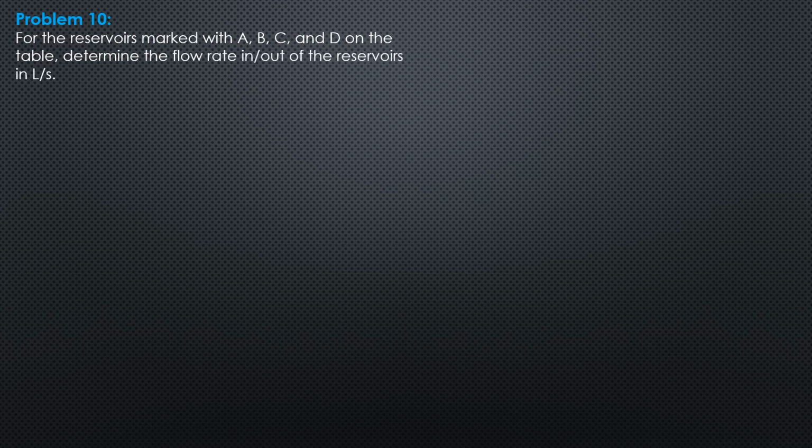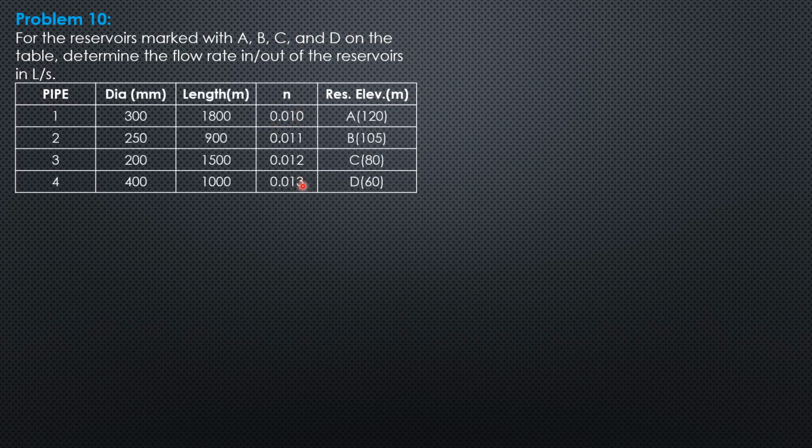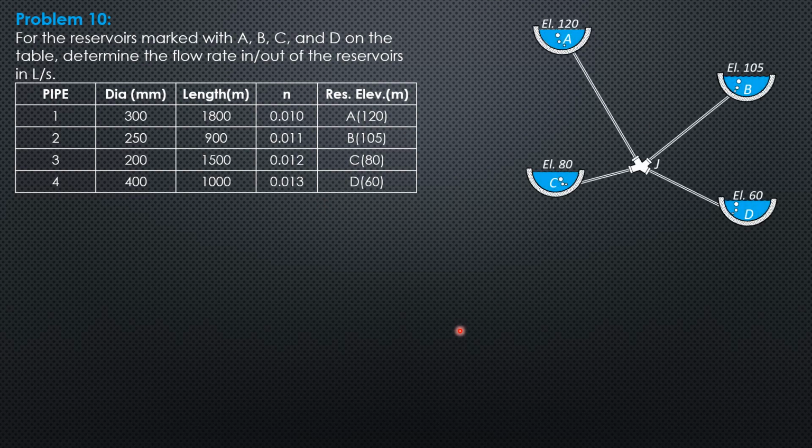Example 10. For the reservoirs marked with A, B, C, and D on the table, determine the flow rate in or out of the reservoirs in liters per second. So we are given here the roughness coefficients, different roughness coefficients. To help analyze the situation, let's draw the figure and the elevations. The pipe characteristics are in the table.